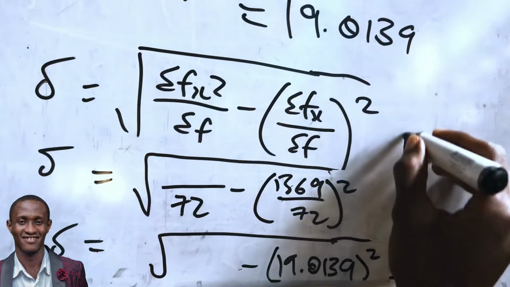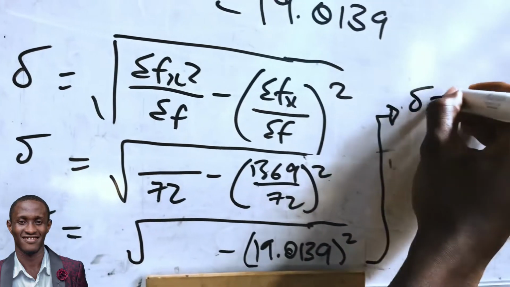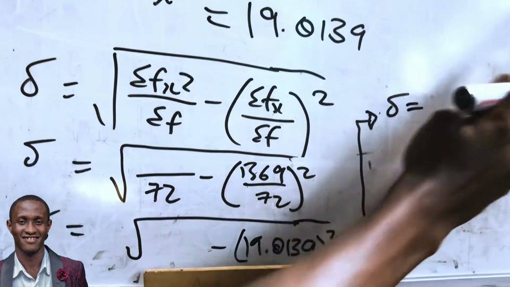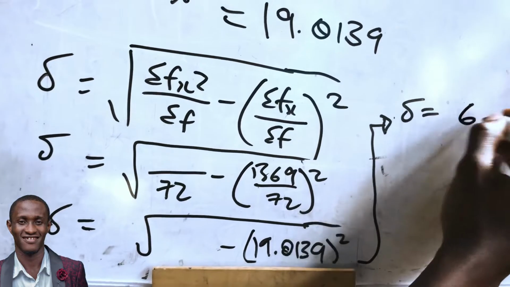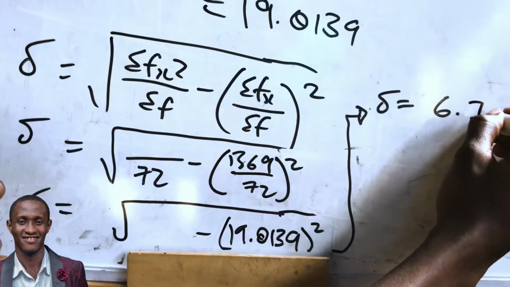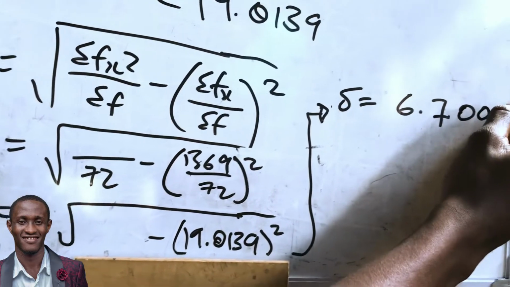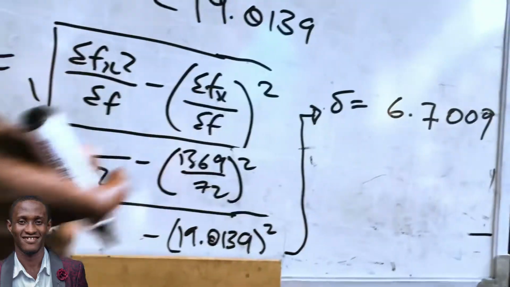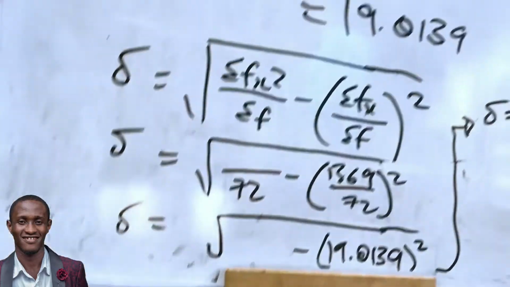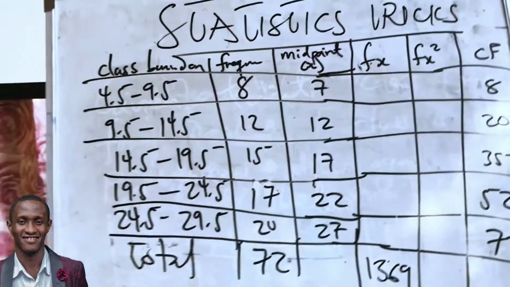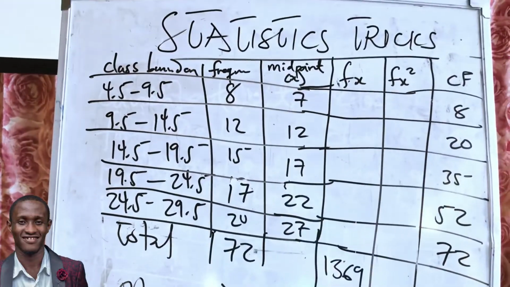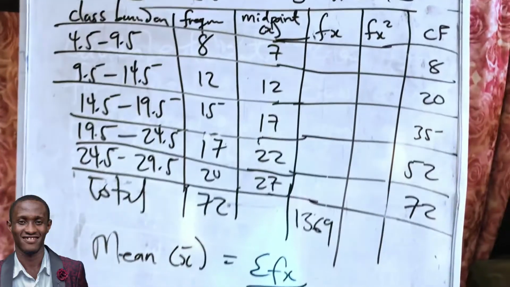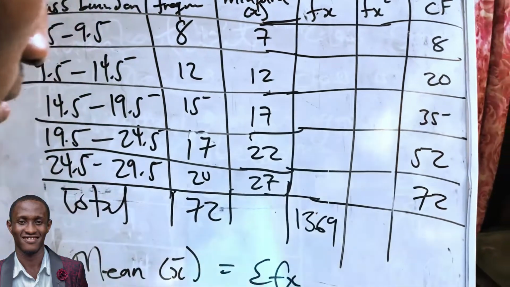Then maybe I can come and, because of the board here, I can just write the final answer. The calculator gave me 6.7009 as my final answer. Now I've not filled this part, I've not filled this part. How do I then do this? So that's what we're going to look at in a quick notes. Okay, so now I'll clean this part.